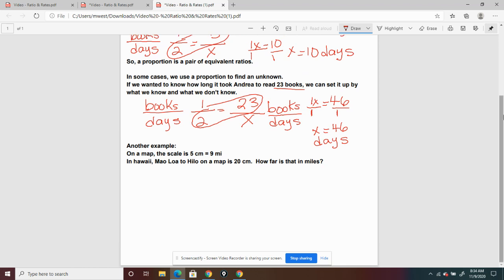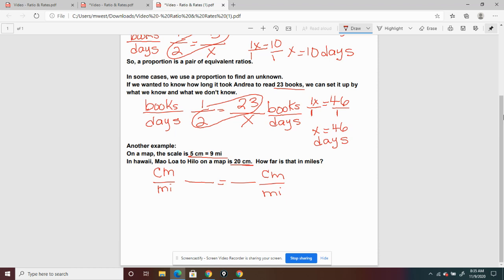Now let's look at another example. On a map, the scale is 5 centimeters equals 9 miles. So let's go ahead and do this. Centimeters over miles, and then we line up equals centimeters over miles. In Hawaii, Maolo to Hilo is 27 centimeters. How far is that in miles?